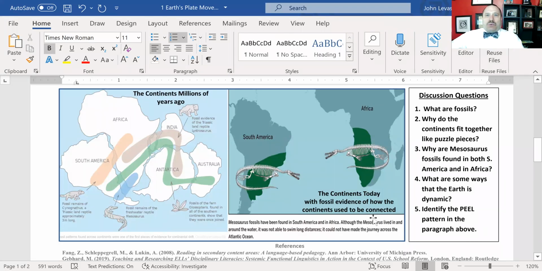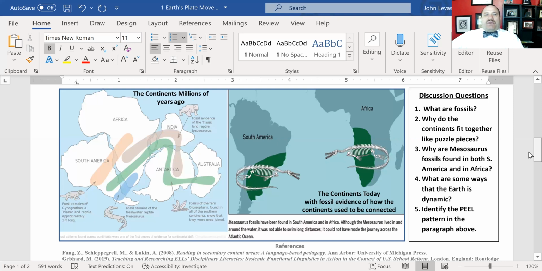All right, on side one, we talked about how this particular fossil, Mesosaurus, is found in both eastern South America and western Africa, and that distribution of fossils, or where those fossils are found, is based on the fact that long ago, millions of years ago, the continents were connected, and they've been moving further and further apart ever since.